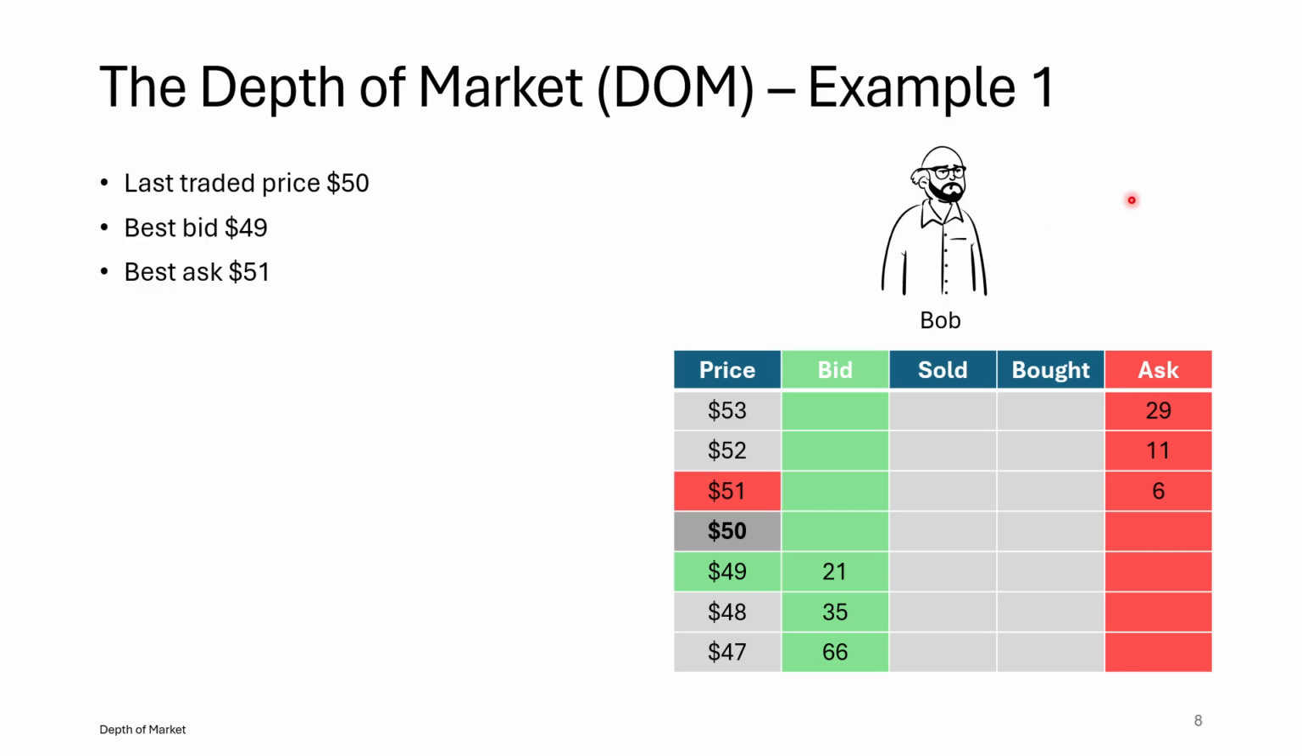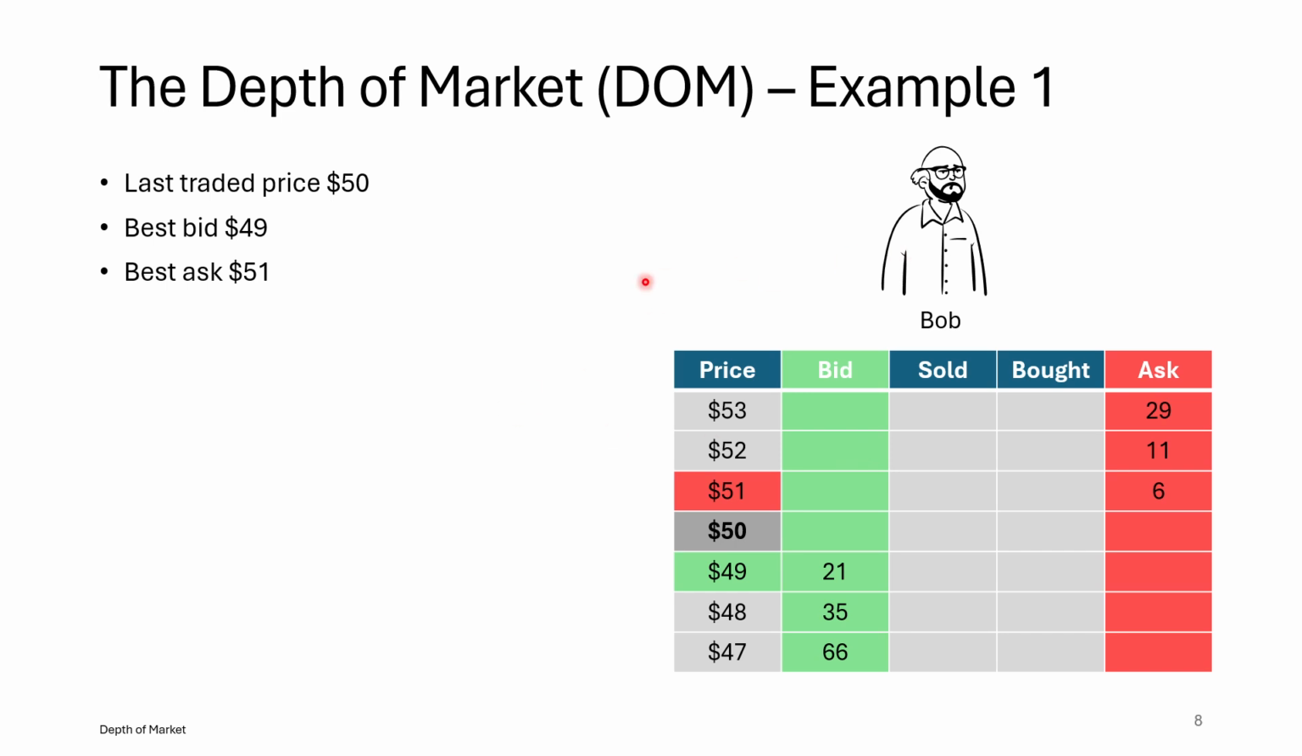Okay, so let me illustrate that with a simple example. As you can see here, the last traded price is $50. The best bid is $49 and the best ask is $51. And then we just fill out those columns here with some hypothetical numbers. Of course, they will vary all the time. So whenever somebody places an order at a price level, the number goes up. If somebody cancels their order before the order is executed or filled, the number goes down.